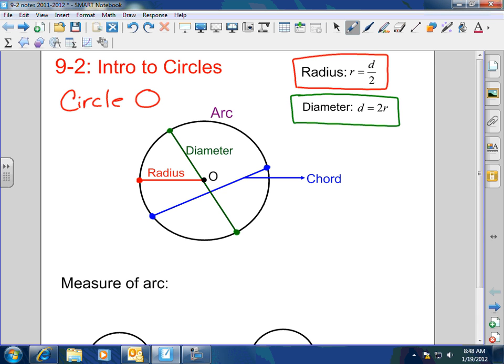I had some people say yes, no, never, sometimes. Okay, let's go over it real quick. If the definition of a chord is a segment that goes from one end point to the other end point, doesn't the diameter also go from one end point to the other end point? So the diameter is a chord. But is a chord a diameter? No. Very good. Thank you. A chord is not a diameter because it never goes through the center. So a diameter is a chord because it meets the definition of a chord going from one end point to the other. But a chord is not a diameter because it does not go through the center.